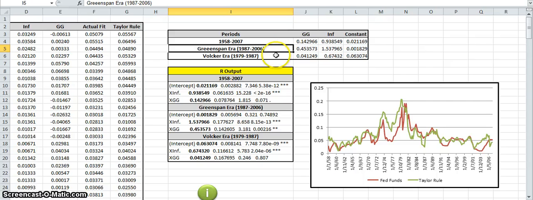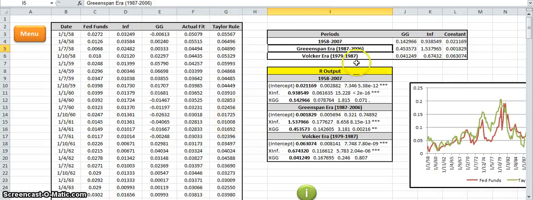So what I did here was I also took the two eras of Fed Reserve chairmen. We have Alan Greenspan and Paul Volcker. Alan Greenspan was the chairman from 1987 to 2006. So we ran a regression on the data for his era, and we found that the growth gap coefficient for his era was 0.45, which is close to the Taylor rule suggestion, and 1.53 for inflation, which is again close.